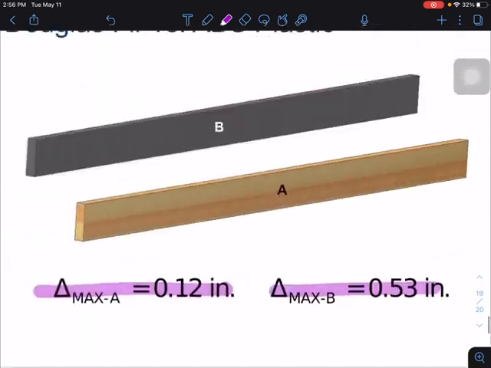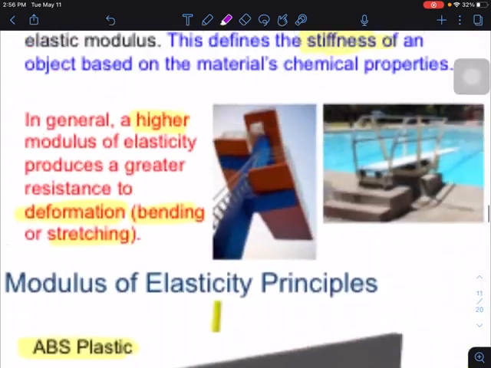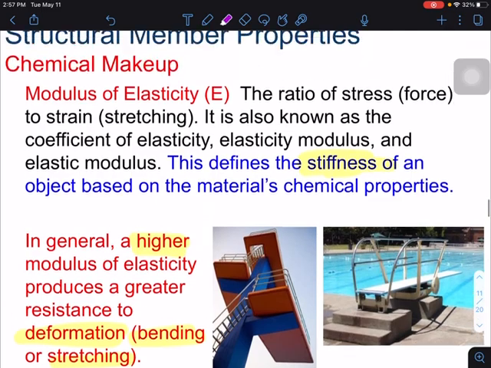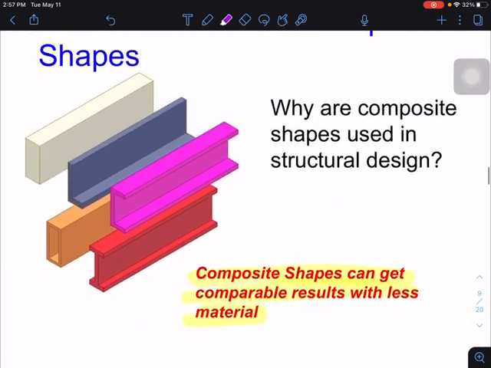And that's understanding moment of inertia and modulus of elasticity, and maximum deflection.